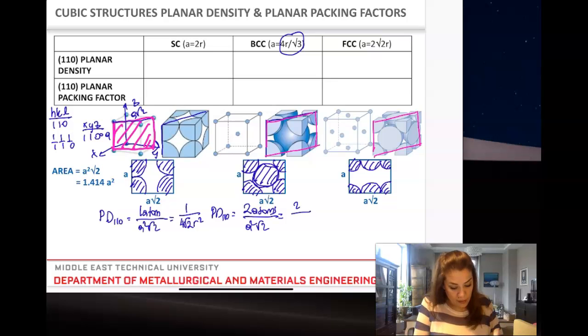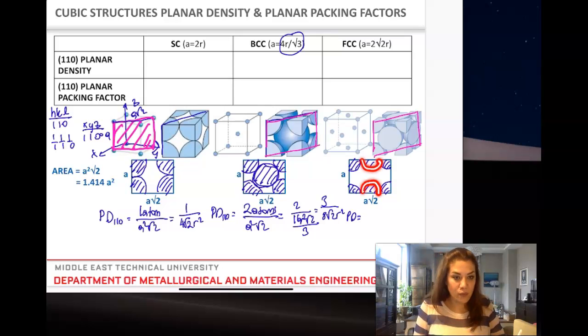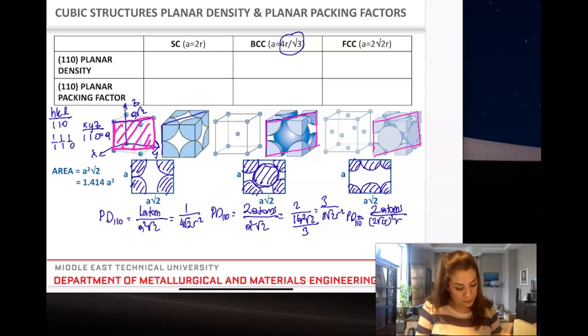So it is equal to 16R squared square root of 2 over 3, and that is equal to 3 over 8 square root of 2 R squared. The planar density for FCC, on the other hand, I have half here making up one atom, and corner atoms, I also have two atoms in the case of the 110 planes of FCC. What is A squared? A squared times square root of 2, and that gives me 8/4, 1 over 4 square root of 2 R squared.